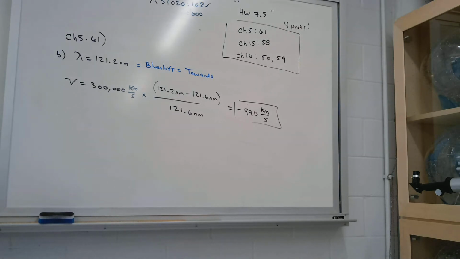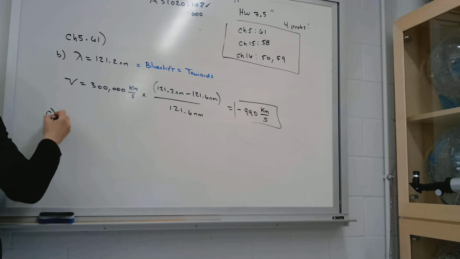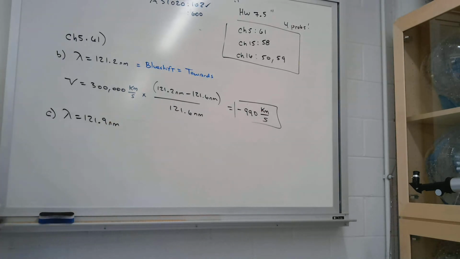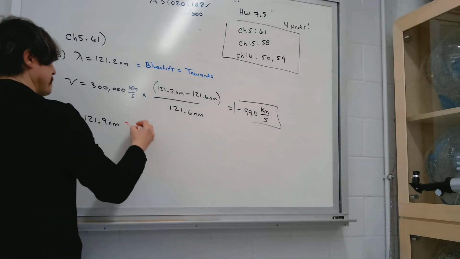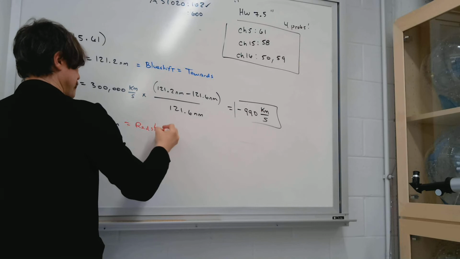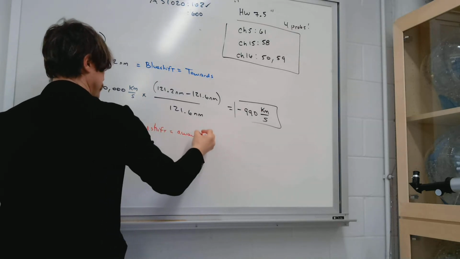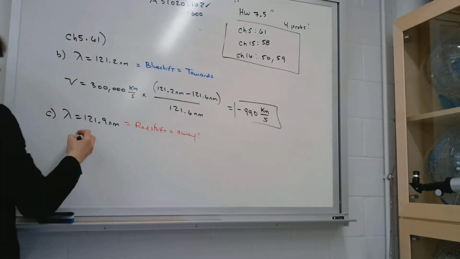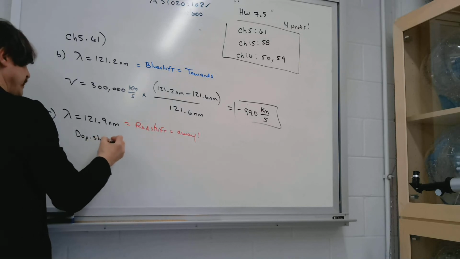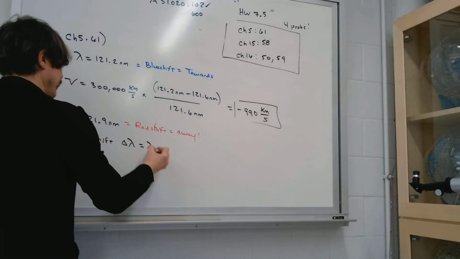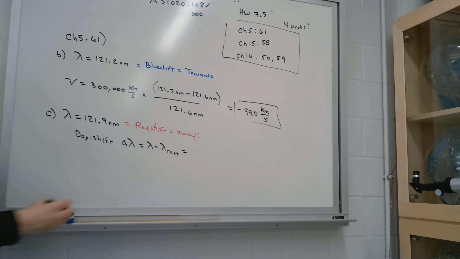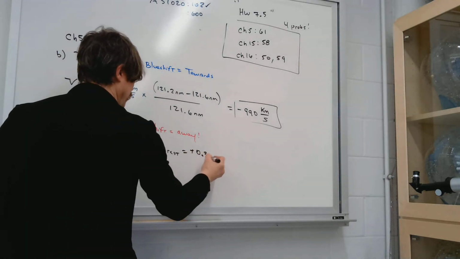Okay. Part C. 121.9. Blue shift or red shift, students? Red shift. And that means motion is away. I got an idea. Let's calculate the so-called Doppler shift because it's easy. The change in wavelength, observed minus rest, is 121.9 minus 121.6, and I'm pretty sure that's positive 0.3 nanometers, right?